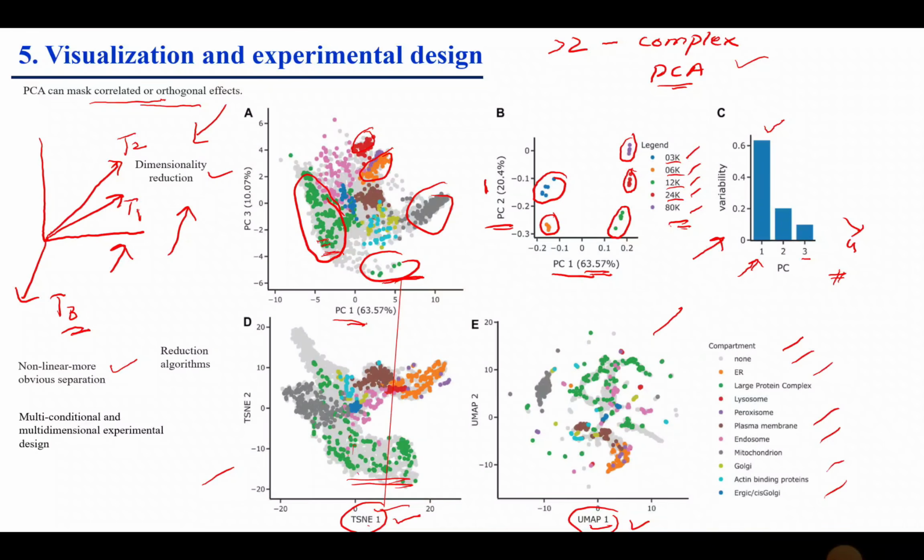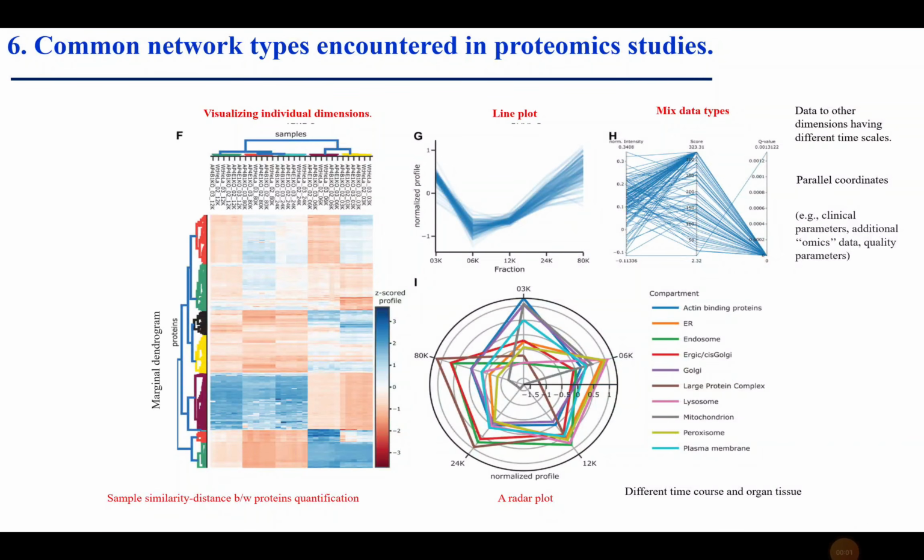Similarly, the UMAP reduction algorithm can also help us know better about the time course experiment in the different organelles. Now we will move to the common network types we usually encounter in proteomic studies. So here the first one is in the form of a heat map. You can see this heat map is also shown with its marginal dendrogram, which is actually showing the sample similarity distance between the protein quantification.